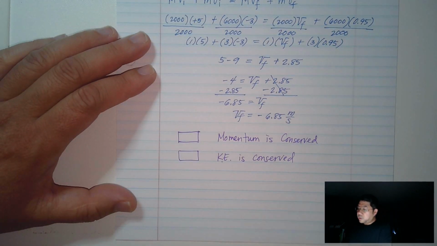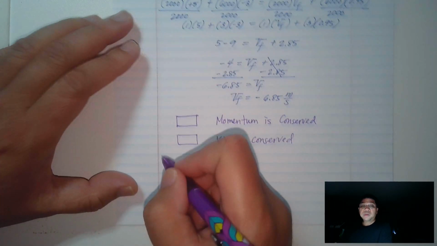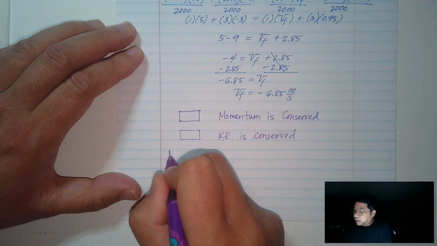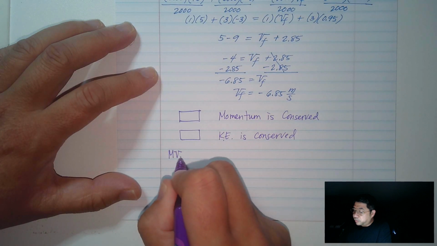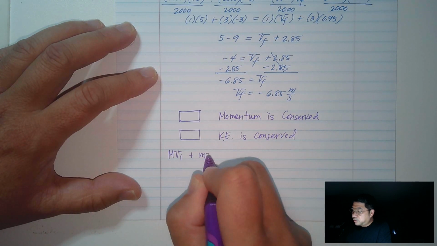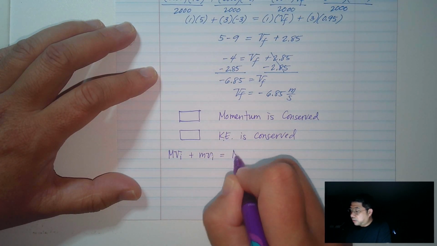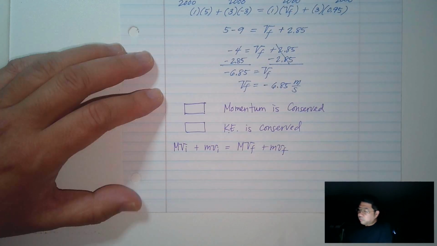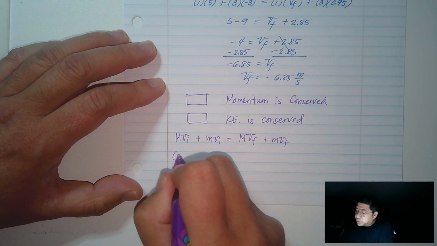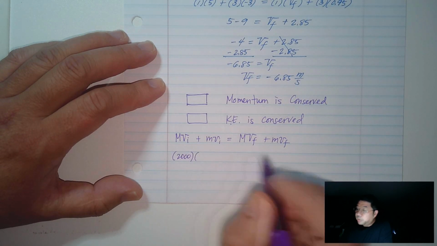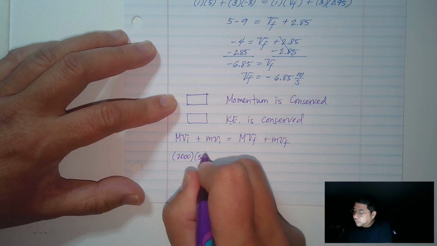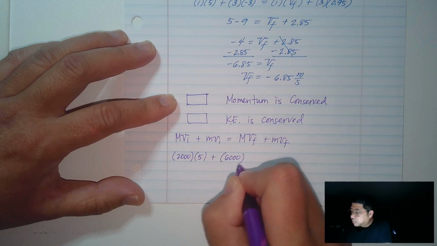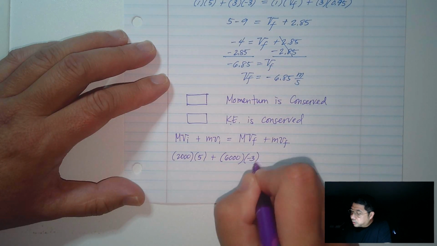So let's check whether momentum is conserved using the first equation that we were using, the law of conservation of momentum: m v sub i plus m v sub i is equivalent to m v sub f plus m v sub f. So that is 2000 multiplied by 5, plus 6000 times negative 3.